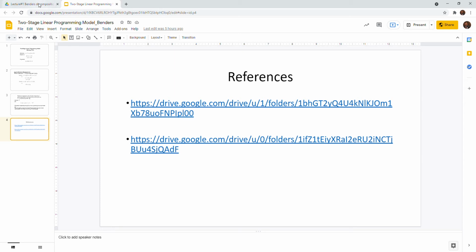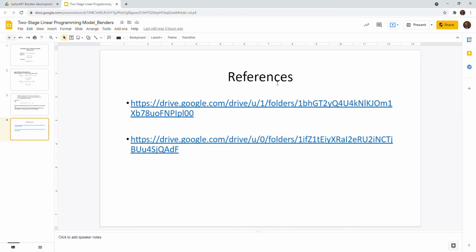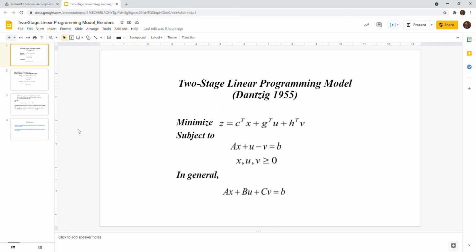Let's go ahead and get started with the idea of what we will cover here. We will go into the detail and come back to link with the content. We will start with the very first slide of what we call the two-stage linear programming model, based on Dantzig's paper way back in 1955.